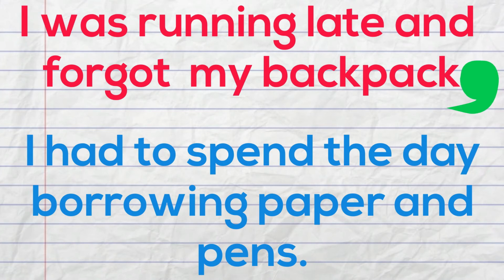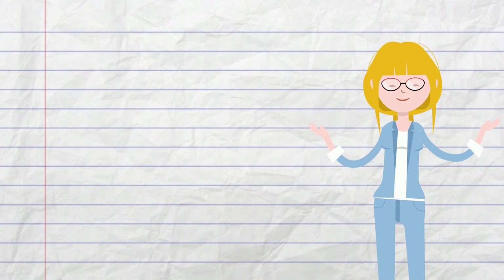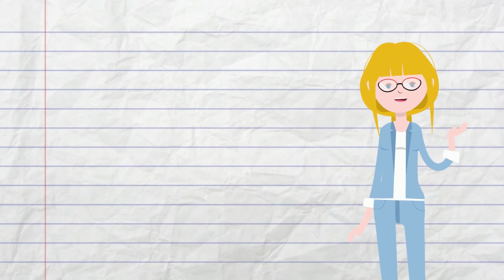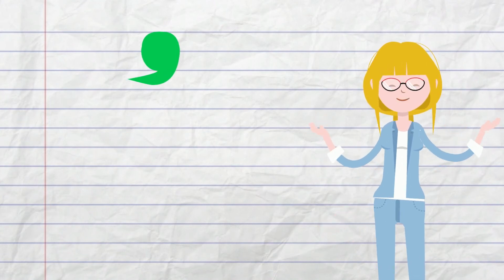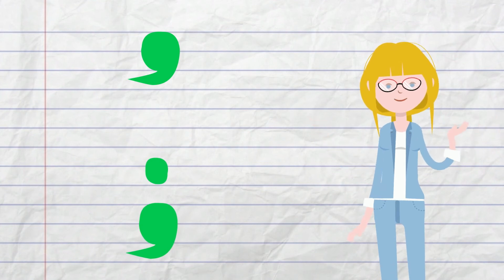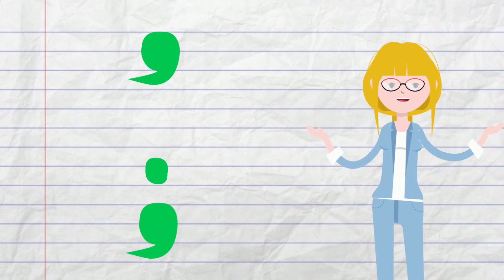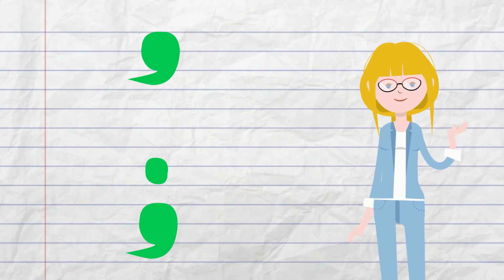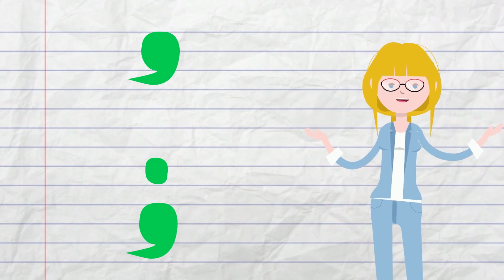To correct by separating with a semicolon, we replace the comma with a semicolon. I was running late and forgot my backpack; I had to spend the day borrowing paper and pens. This is also an easy way to correct a comma splice. Simply replace the comma with a semicolon, but in this case, we don't need to capitalize the first word in the second independent clause, unless it's a word that should always be capitalized.